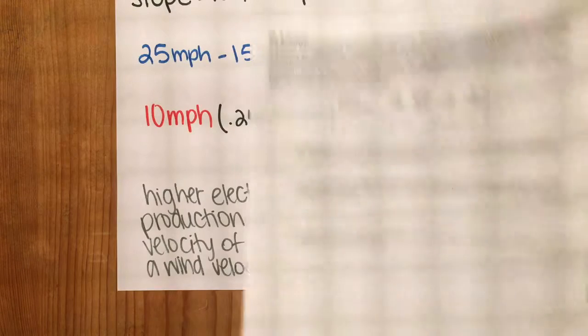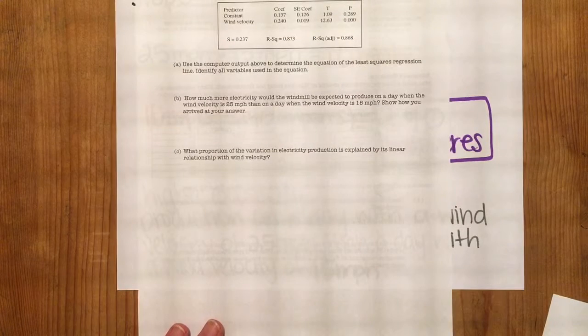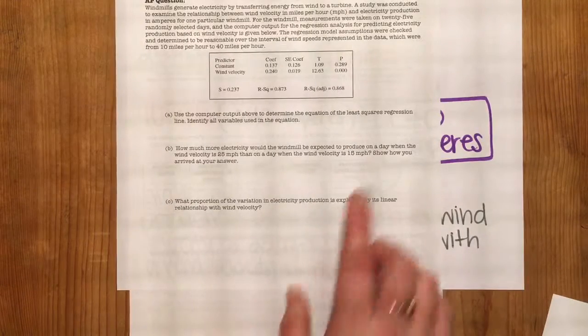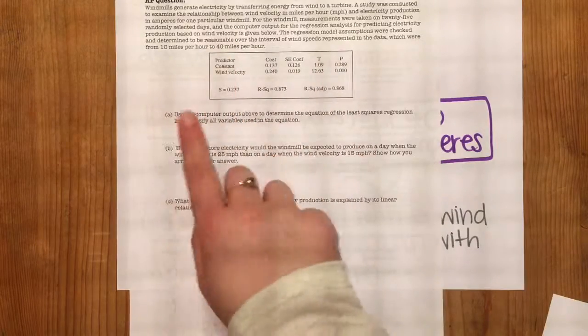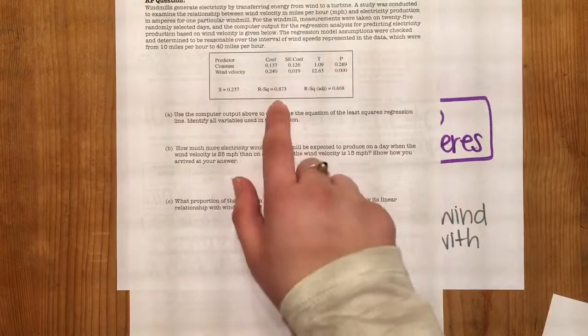Then the last part of the question says, what proportion of the variation in electricity production is explained by its linear relationship with wind velocity? So the proportion of variation is the percent of the response variable that is explained by the explanatory variable. That percent is also known as R squared. Well, they give you the R squared, or the coefficient of determination, in the computer output. So the computer output says that R squared is 0.873. So that would be the answer for letter C.